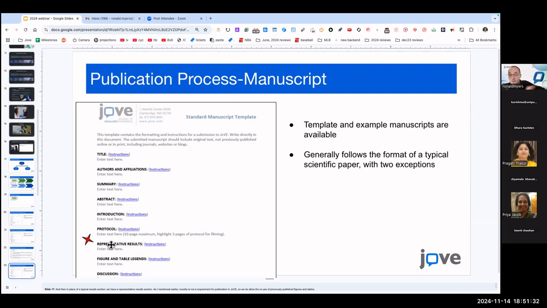Or you can actually include novel results. That's something that is a little less common, but it is a possibility.